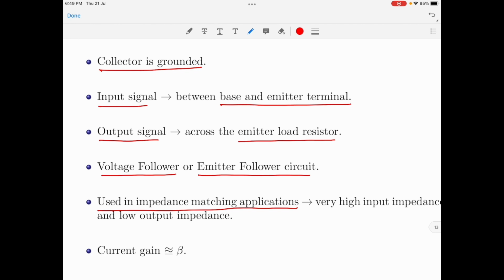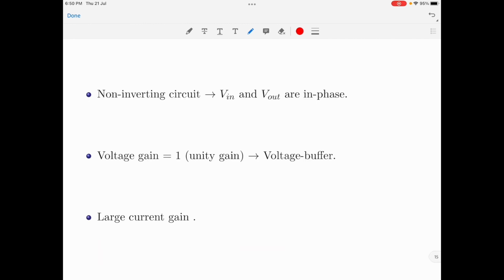The current gain of the common collector configuration is actually 1 plus beta, but since the value of beta is considerably larger than 1, we can say the current gain is approximately equal to beta itself. Please note, beta is the common emitter configuration current gain. The common collector configuration circuit is a non-inverting amplifier circuit where the input and output voltages are in phase with each other. The voltage gain of the common collector configuration is equal to 1. Therefore, this configuration is also referred to as a voltage buffer. And lastly, as already discussed, this configuration has a very high current gain.